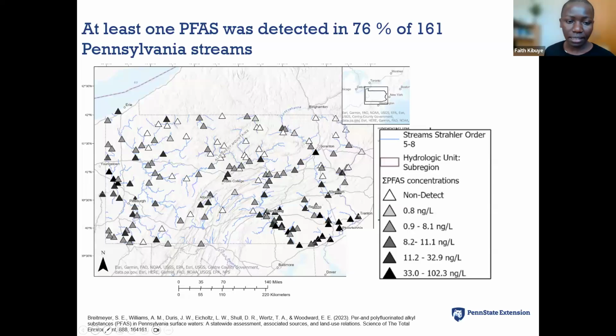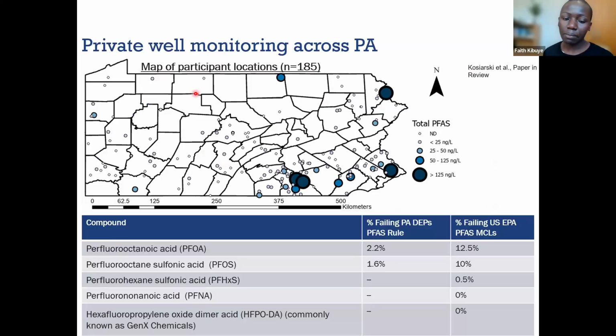Through Penn State University researchers, we've also monitored private water systems for different PFAS concentrations, and the concentrations, just like the surface water sources that were monitored by USGS, varied from site to site. We have sites that did not detect any PFAS at all, but we also have wells that have more than 125 nanograms per liter of total PFAS. Total PFAS is just the sum of all PFAS that were detected at a particular site or sample.